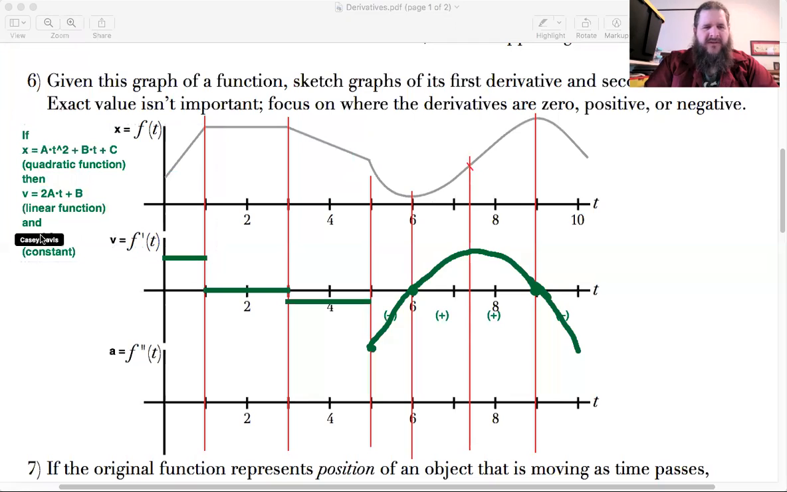So this trifecta shows up all the time. You'd have a quadratic function for position, a linear function for velocity, and a constant for acceleration. And that goes in both directions. If the position is quadratic, then the velocity is linear and the acceleration is constant. In reverse, if the acceleration is constant, then the velocity must be a linear function and the position must be a quadratic function.